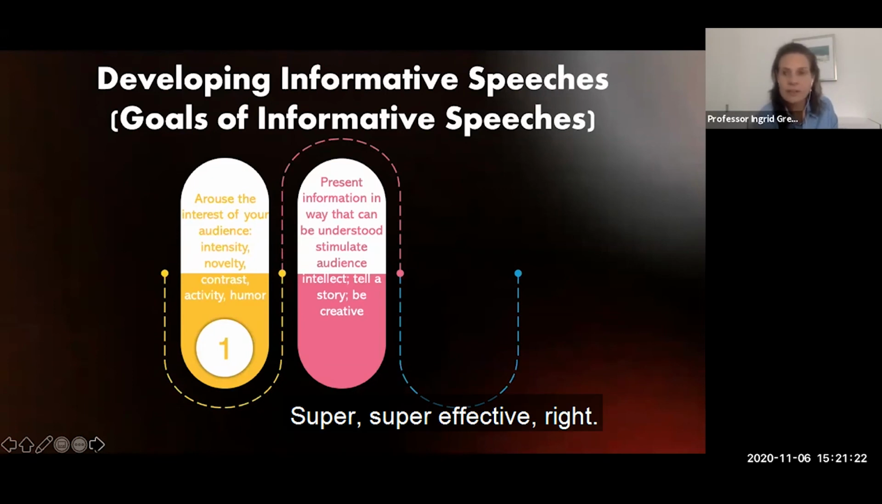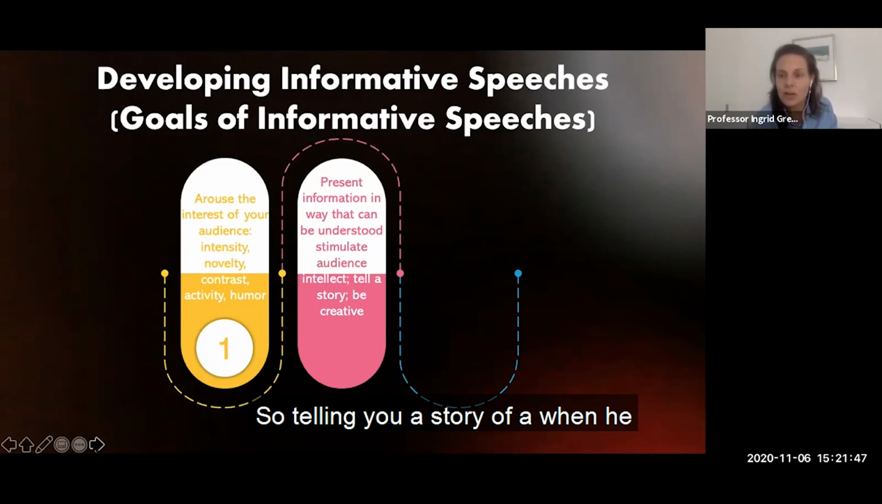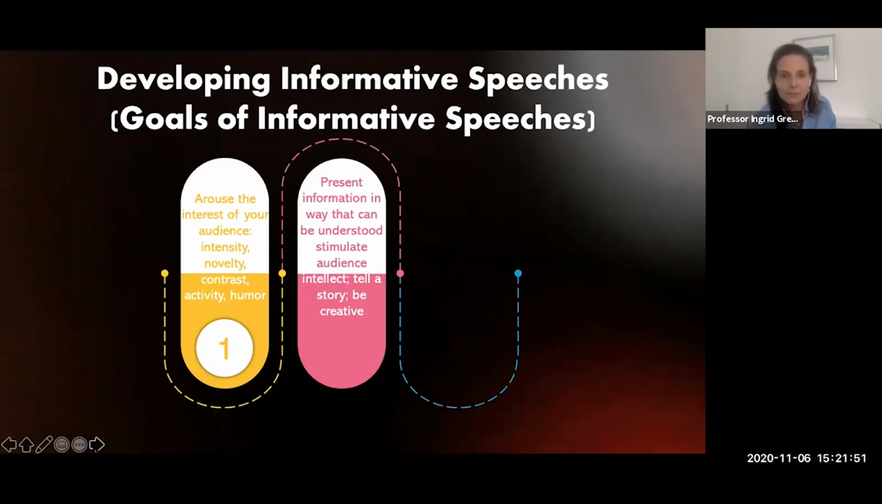You can also tell a story, right? Super, super effective, right? If I was talking about early childhood behavior here, maybe I would tell a story about working with my son and saying that he threw a tantrum the other day, and I'm teaching him to express his emotions, right? When he gets angry, I'm asking him, is he sad? Is he mad? Is he frustrated? So, telling you a story of when he threw a tantrum when he didn't want to leave the park.